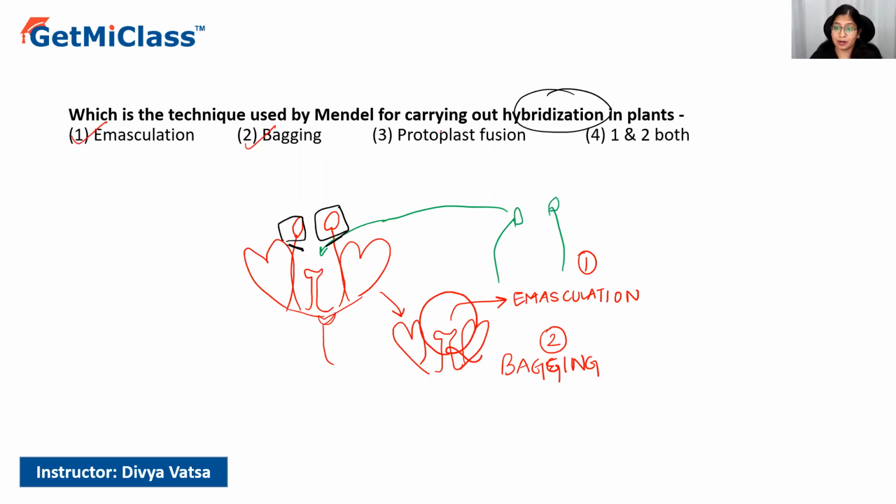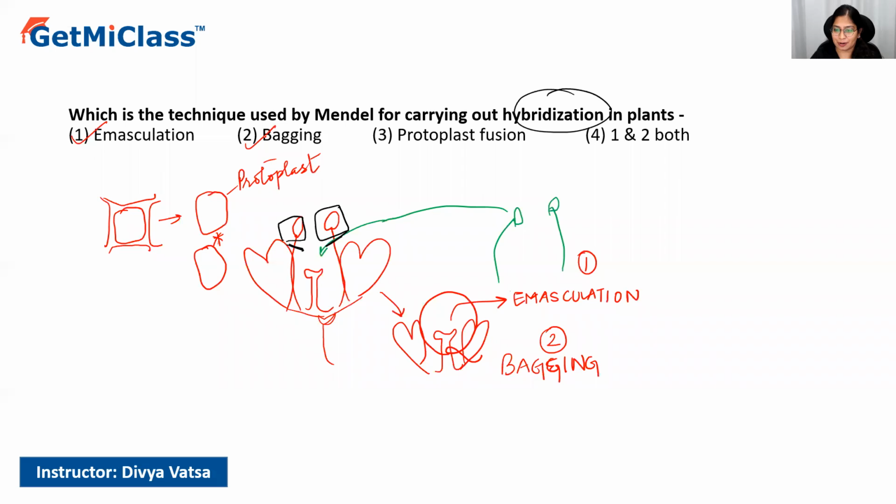Let's have a look at the third option, that is protoplast fusion. So what is protoplast fusion? In a plant cell, if you remove the cell wall, this is the cell membrane, and only the cell membrane remains, that is called the protoplast. And two protoplasts are fused in some cases of hybridization. But that was not what Mendel did, because these techniques have come recently. At his time, there was only emasculation and bagging which he could do.